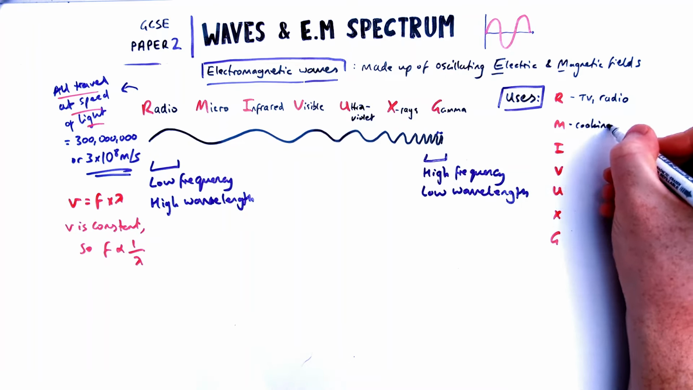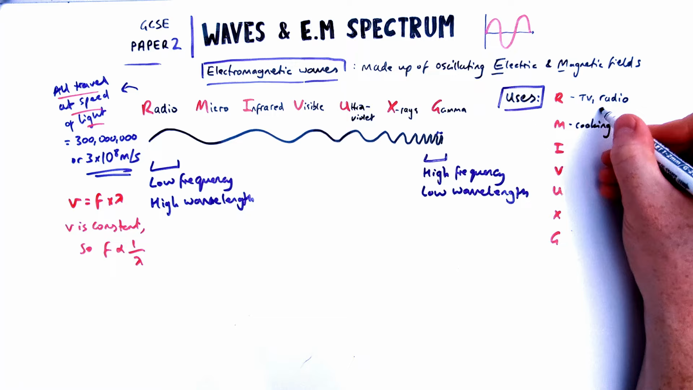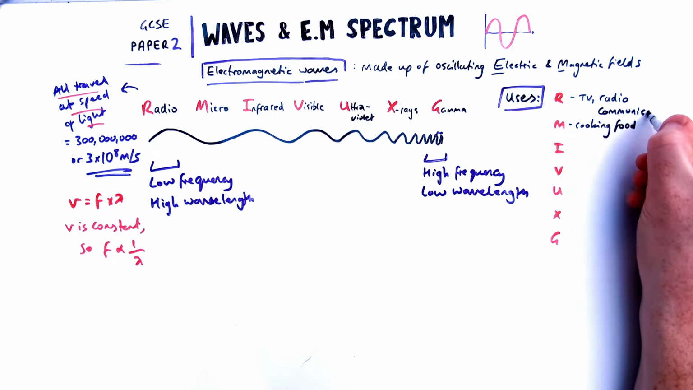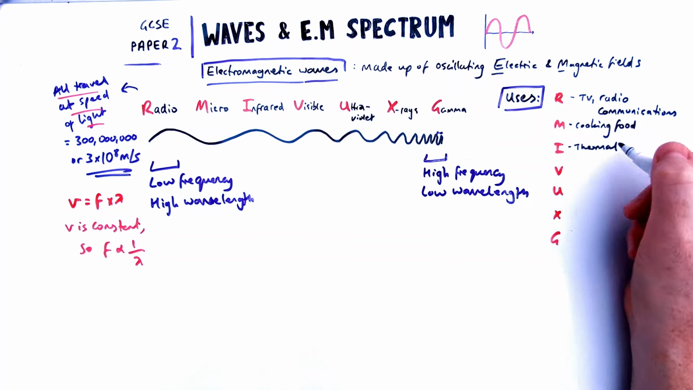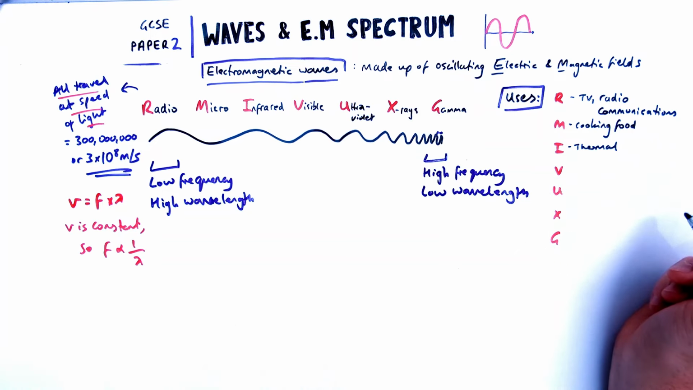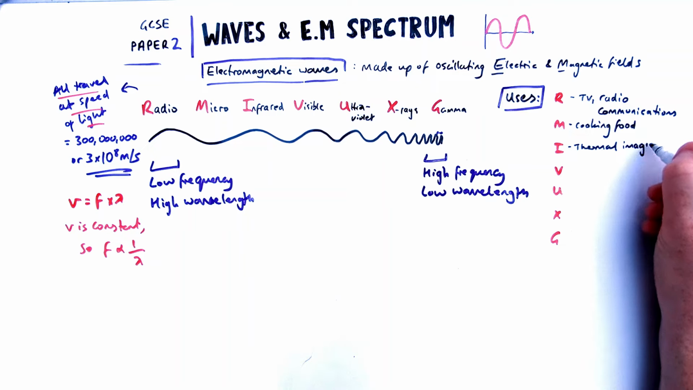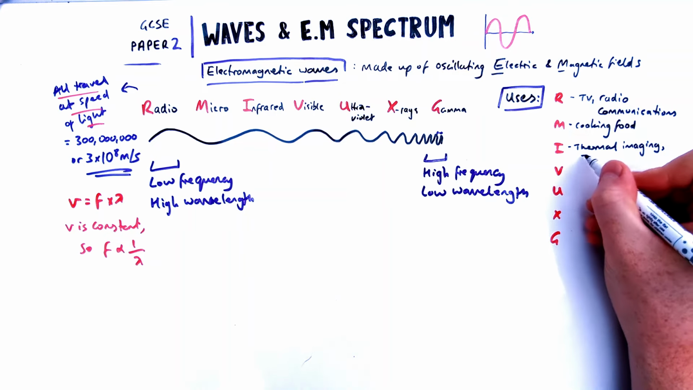Now all these different parts of the spectrum have different uses, which I'm going to list here. These are directly from the AQA specification, but it'll be okay for all exam boards to learn what the use is for each one. So radio waves are used for TV and radio. Microwaves are used for cooking food, obviously in a microwave oven. Both of them you can say they're used for communications.